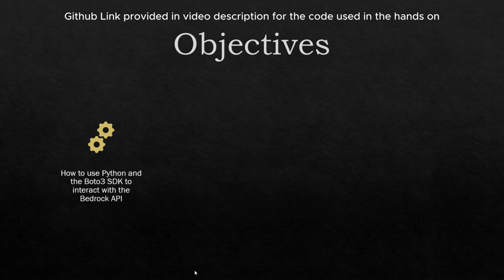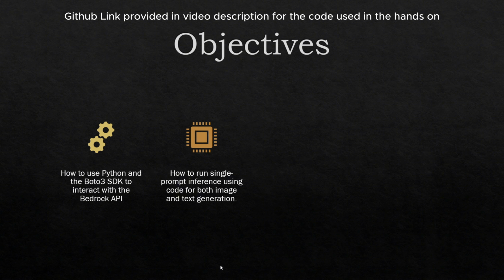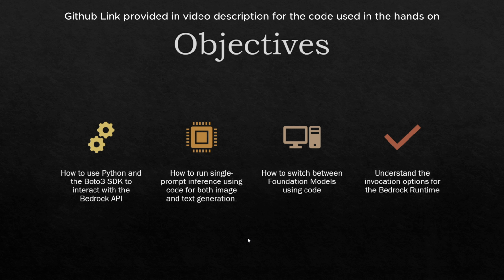In this video, you will learn how to use Python and Boto 3 SDK to interact with the Bedrock API. You will learn how to run single prompt inference using code for both image and text generation. You will learn how to switch between foundation models using code and understand the invocation options for the Bedrock runtime.